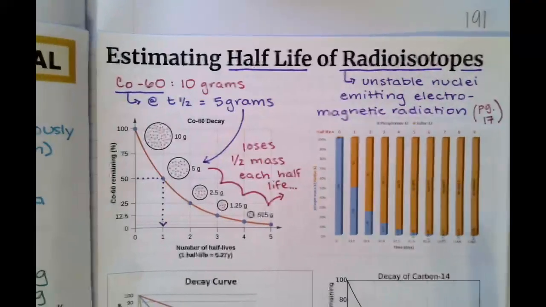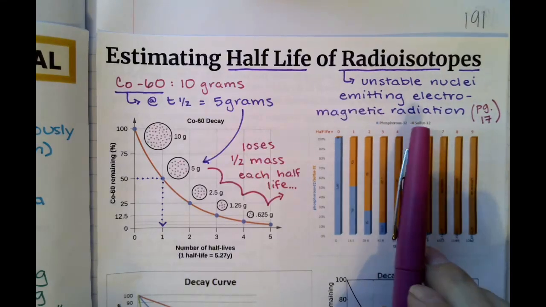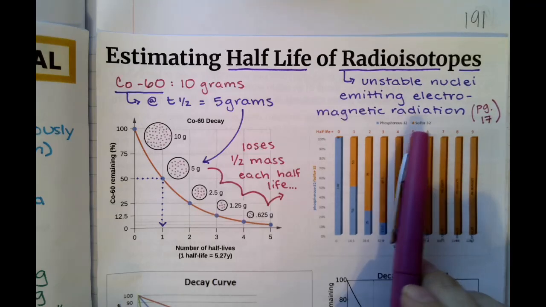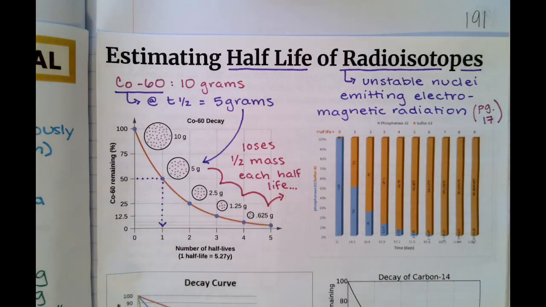So let's take a look at another example problem here. What are we looking at here? Phosphorus 32 and sulfur 32. Ooh, that's tricky. Phosphorus 32 and sulfur 32. So how do you know which one of those we start with and which one we end with?